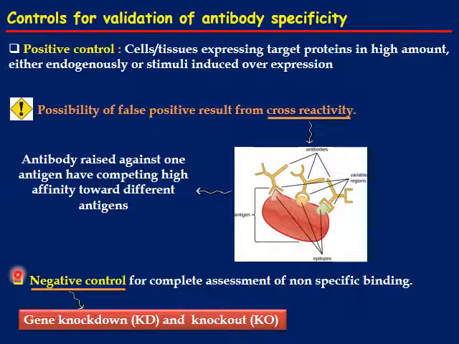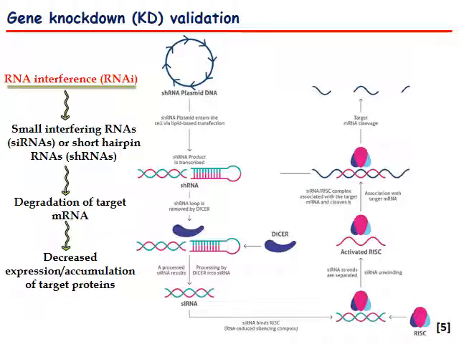It is because the antibody raised against particular antigen may have higher affinity to bind with several antigens when there is structural similarities in their epitopes. So negative control should also be included, which can exclude the doubt of non-specific binding. And negative control may be the cases of either gene knockdown or gene knockout. Gene knockdown validation is based on RNA interference mechanism.